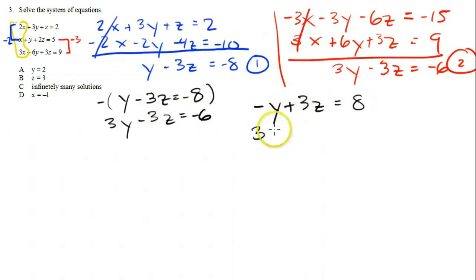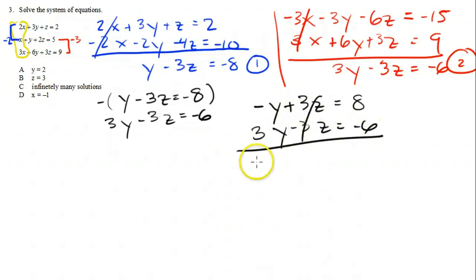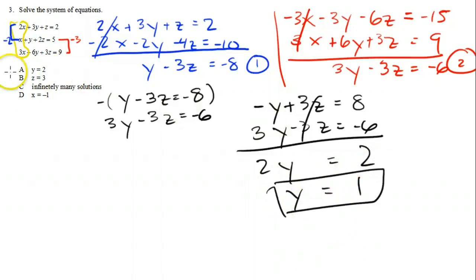And if I stack the other one, now those z's cancel out like we need. And I get 2y is equal to 2, so y must be equal to 1. Right? So automatically I can see, okay, it must not be A. Also, since I already have a solution, it must not be C. So it's either B or D.